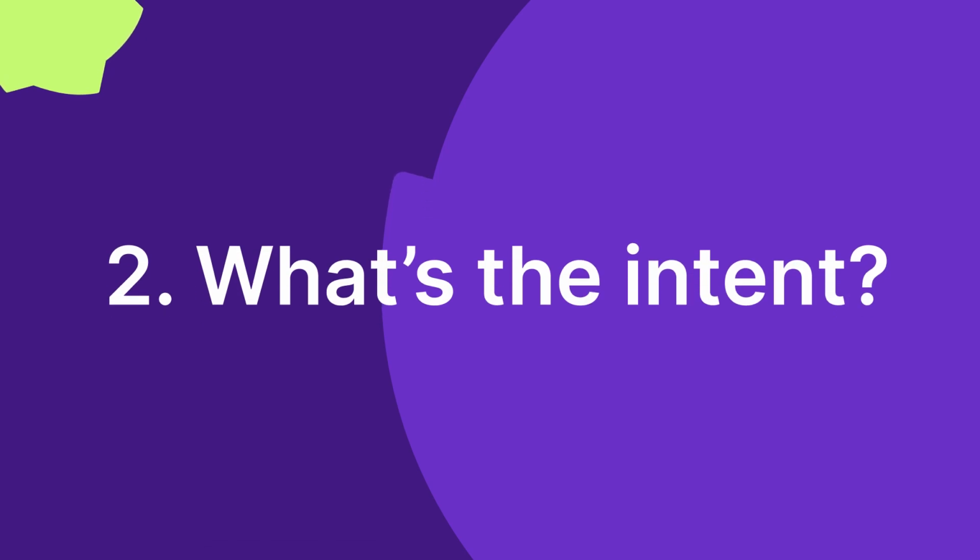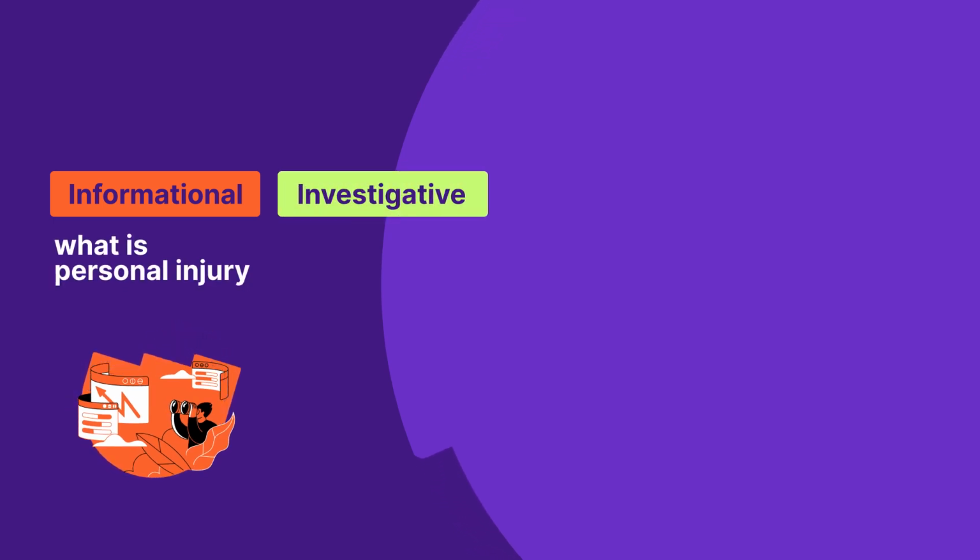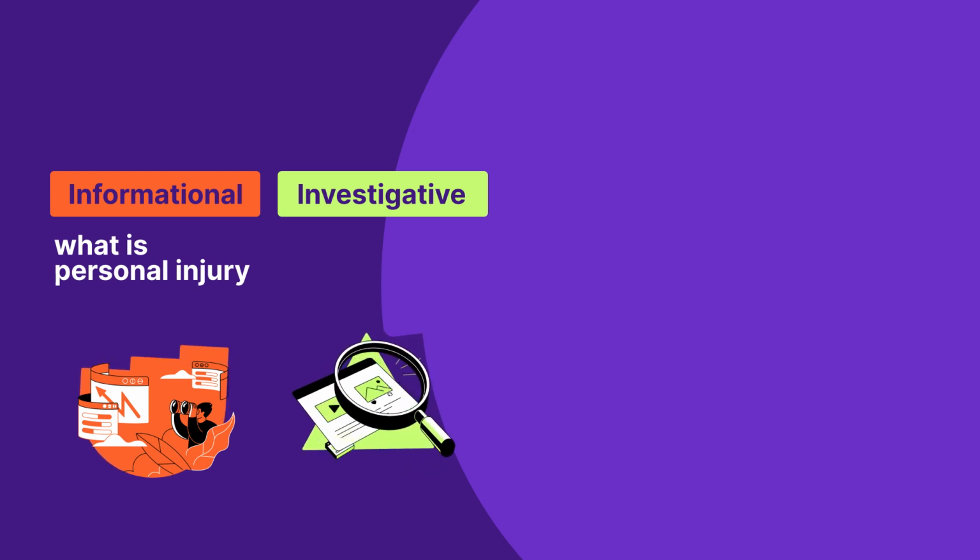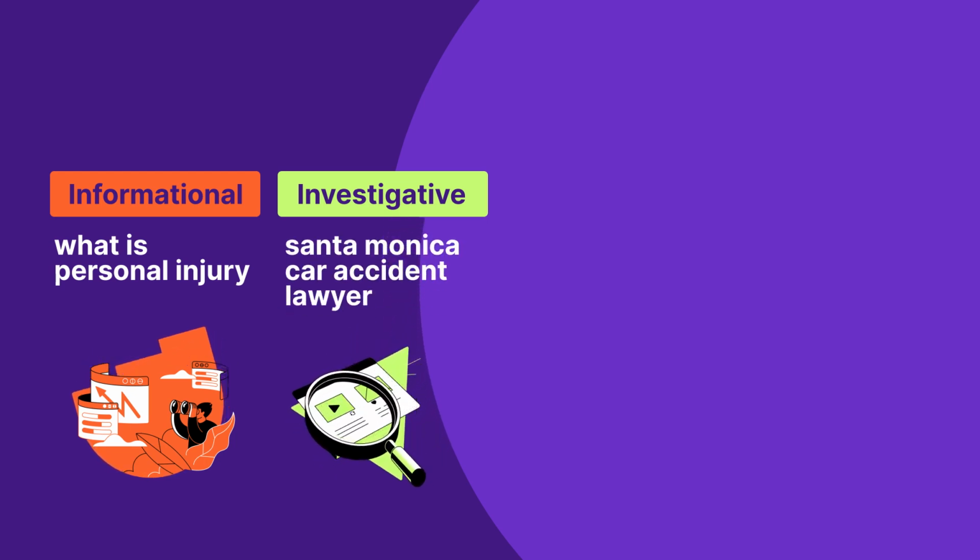Number two, what's the intent? Now, there are 4 categories of intent that will cover most keywords you'll encounter. First is informational intent, which is at the top of the funnel. An example of this would be, what is personal injury? The next is investigative intent, which is in the middle of the funnel, and an example is Santa Monica car accident lawyer.